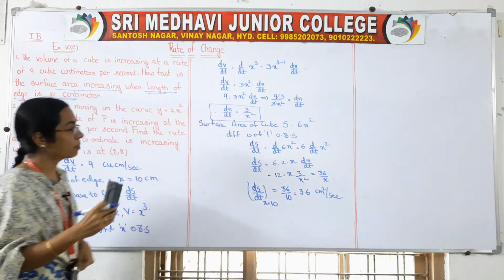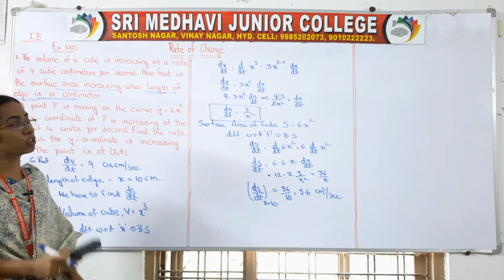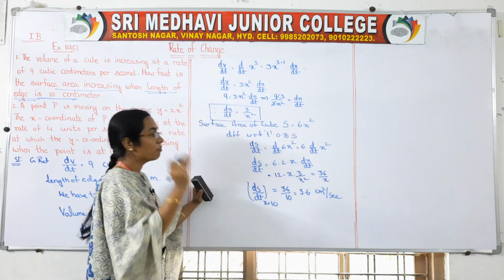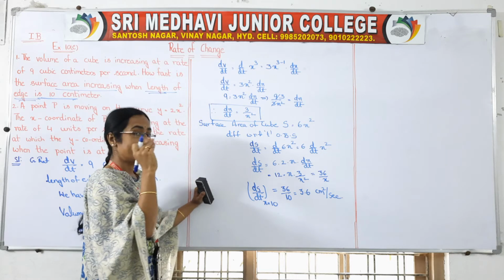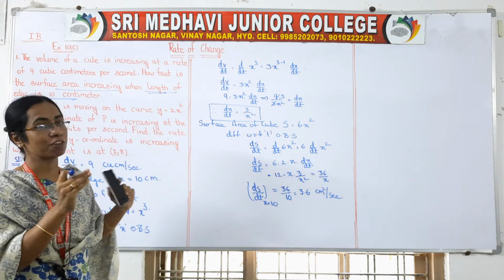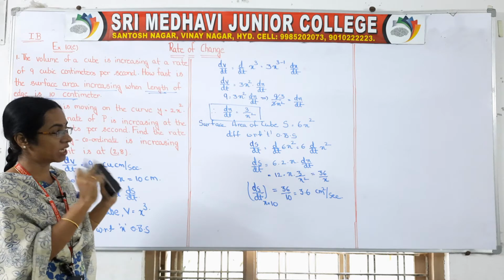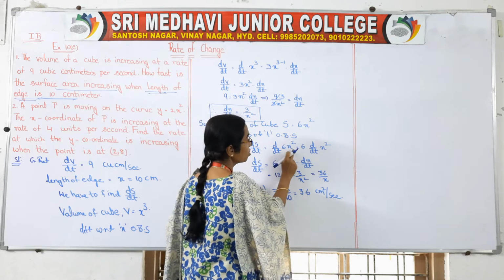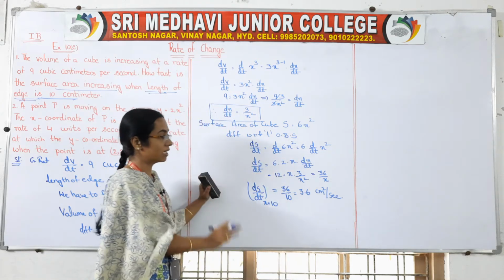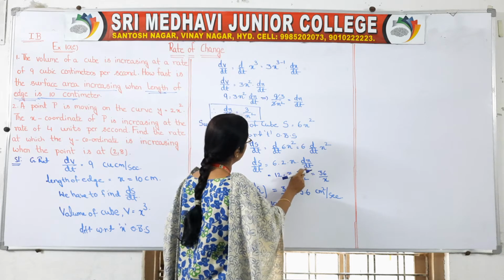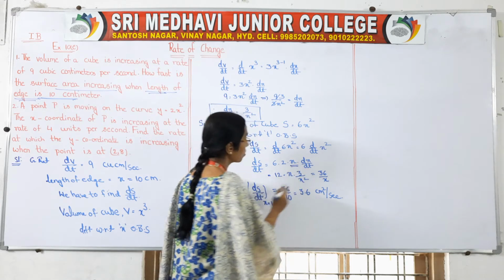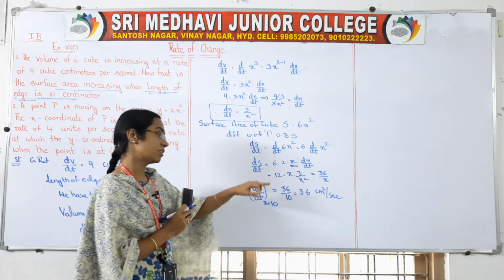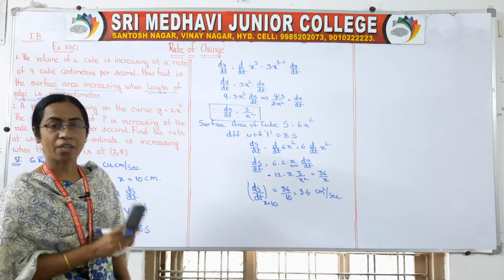Now you take your formula for the surface area of the cube. Surface area of the cube is 6x square. Differentiating with respect to t on both sides, we get dS by dt is equal to d by dt of 6x square. 6 is a constant. You know your dx by dt value and x value. We have to find the rate of change in surface area at x is equal to 10. Substitute x is equal to 10, you will get your answer.